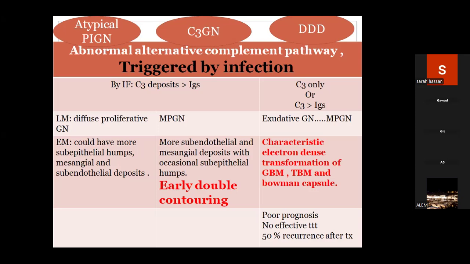So atypical post-infectious GN may become C3 GN with time. And unfortunately, I don't think that there's a clear cut between them under light microscope. More, as I have said, MPGN is more in C3 GN, with more subendothelial deposits and more mesangial deposits, with the characteristics that I have said of the more cylindrical and fluffier deposits and early glomerular basement membrane double contouring. So that's important to say.